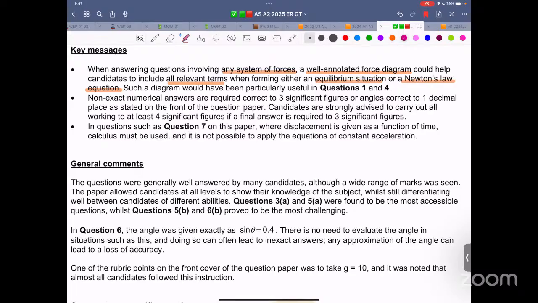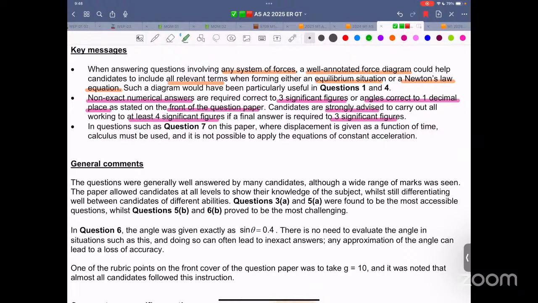The next thing is, non-exact numerical answers are required correct to 3 SF or angles correct to 1 dp, the same thing as in P1, the same thing as in P3, as stated on the front of the question paper. That is the instruction thing. Candidates are strongly advised to carry out all working to at least 4 SF if a final answer is required to 3 SF, or in the case of angles, work at least in 2 dp.